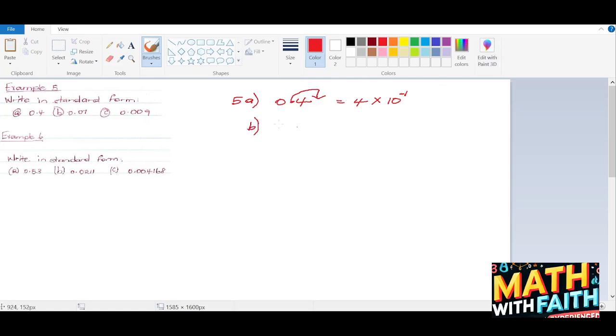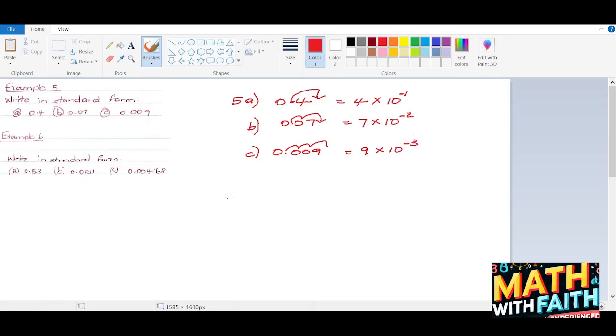B. 0.07. So we have to move this point 2 times, or twice. So that will be 7 by 10 to the minus 2. Right? So anytime we have a number lower than 1, the index here is going to be negative. Just remember that. 0.009 will be, we have to move this point 1, 2, 3 times. So that's 9 multiplied by 10 to the negative 3.